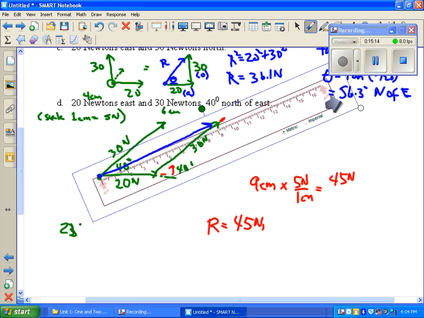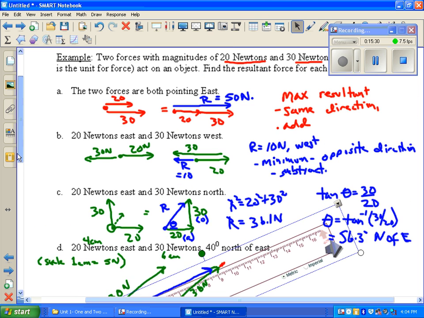And you remember we had the angle down here was 23 degrees, so 23 degrees, and I swung north of east when I measured that angle. So that is adding vectors using a scale model.